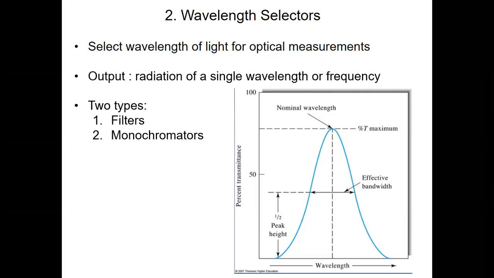I'm pretty sure you have heard about both these terminologies before, filters and monochromators. You used filters when you used colorimeters. So you used different filters, right? And in the UV-visible spectrophotometer also, there are monochromators. I don't know whether you have seen the monochromators, I'm not sure, but there are monochromators in the UV-vis spectrophotometers. In colorimeters you may have seen the filters that we use. Those are wavelength selectors.